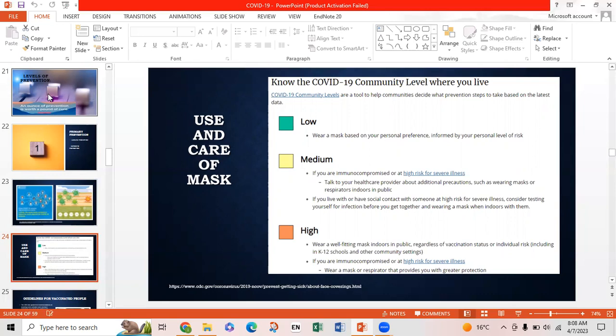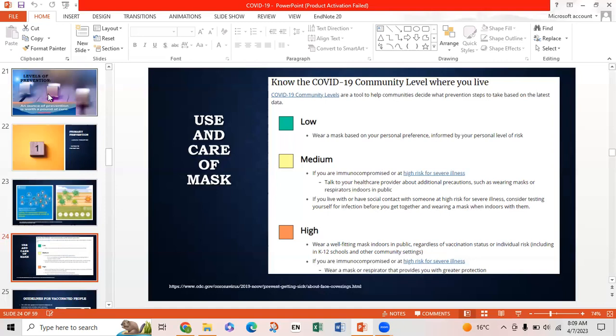At the medium level, if you are immunocompromised or at high risk for severe illness, talk to your healthcare provider about additional precautions, such as wearing a mask or respirator indoors in public. If you live with or have social contact with someone at high risk for severe illness, consider testing yourself for infection before you get together and wearing a mask when indoors with them.